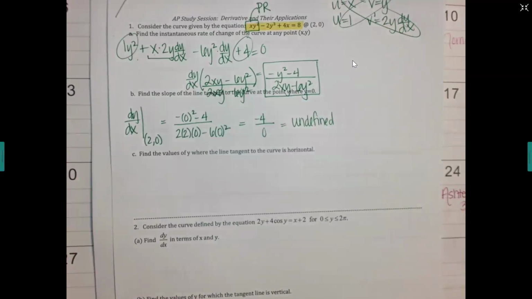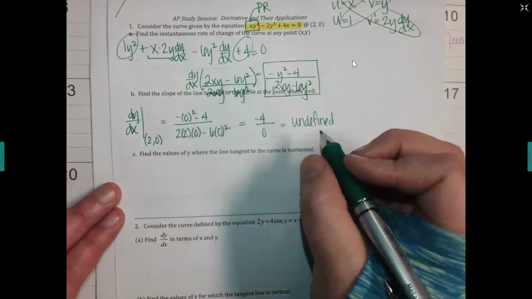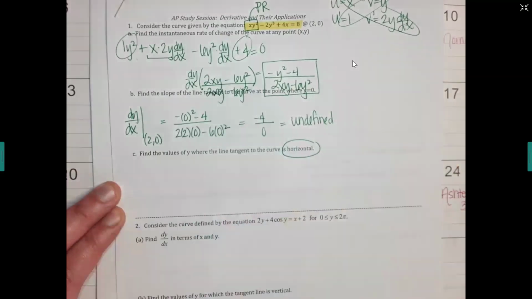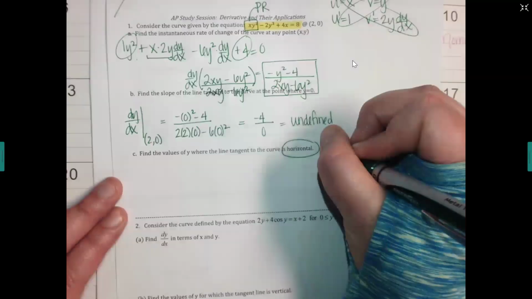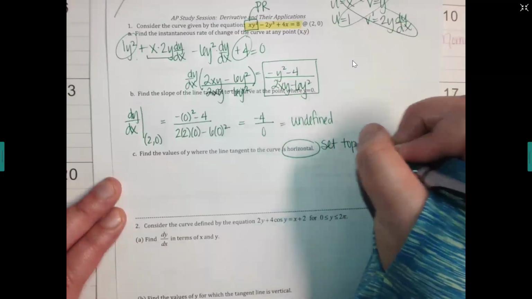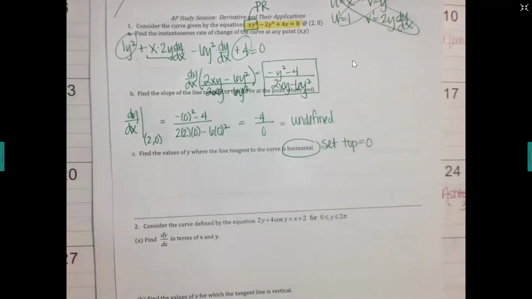Next question says, find any places where the line tangent to the curve is horizontal. What part do I set equal for a horizontal, the top or the bottom? Set the top equal to 0. Now, what would happen if I set the bottom equal to 0? What would I get? An undefined or a vertical. So remember, vertical, you're letting the bottom equal 0. Horizontal, you're letting the top equal 0.